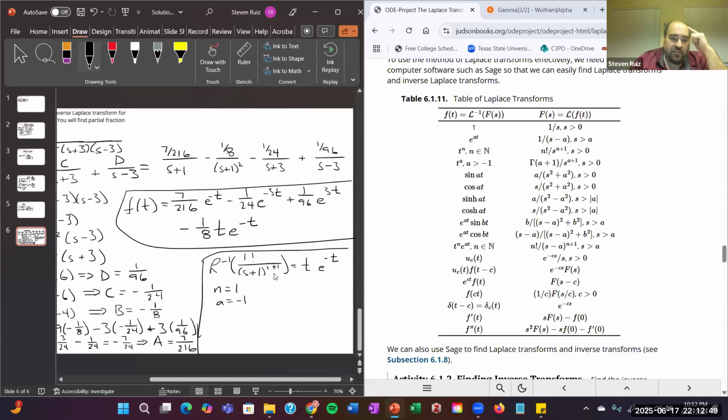I'm going to go ahead and take a look at that last term one more time. So our inverse Laplace transform of 1 factorial over s minus negative 1 to the 1 plus 1 becomes t to the 1 times e to the negative 1t. That's all assuming 1's in the numerator. We had negative 1/8 in the numerator. Okay. So yeah, I feel good about that. So that's all for section 6.1.